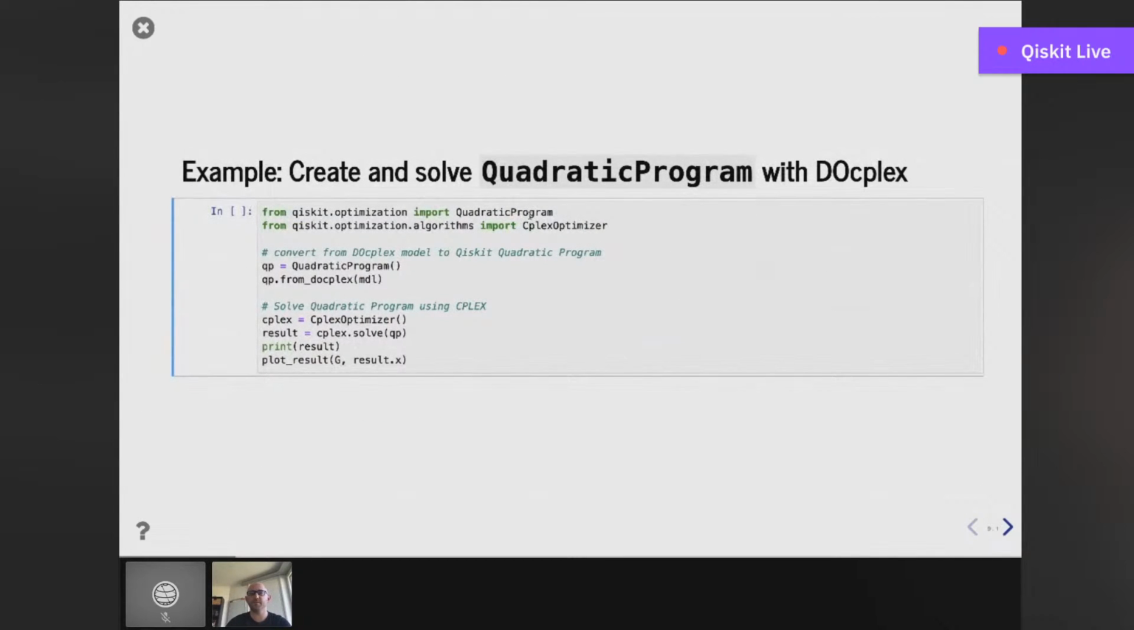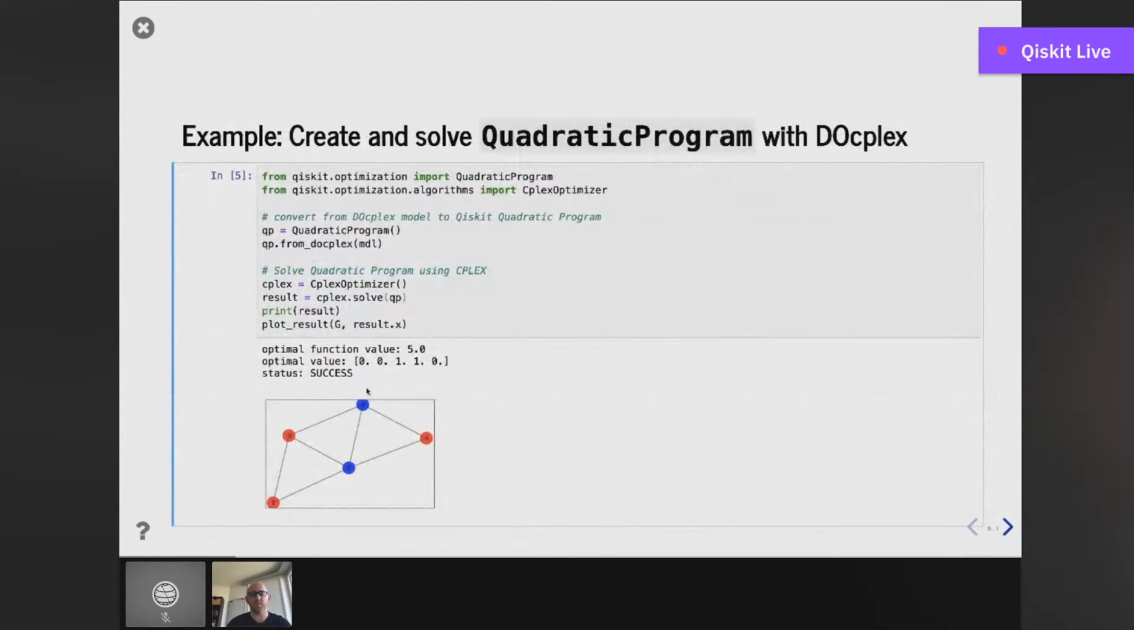To formulate this, or to cast this into a quadratic program in Qiskit, that's very easy. You import the quadratic program, you initialize it, and you just load it from DOCplex. You pass this model and you get a quadratic program. And to solve it, you import the Cplex optimizer, for example. This is now a classical solver as a reference. You initialize that, you just say Cplex solve quadratic program, and you get the result.